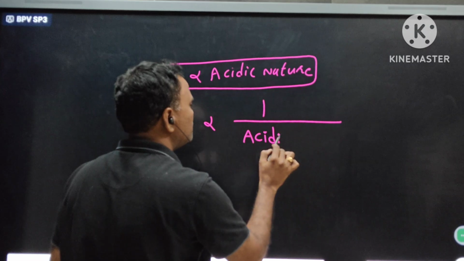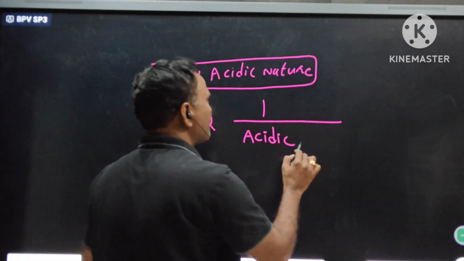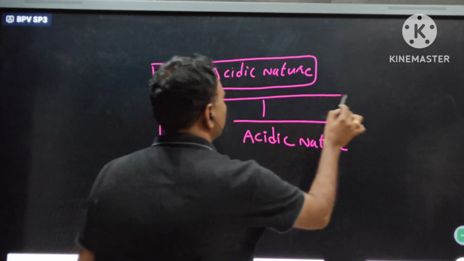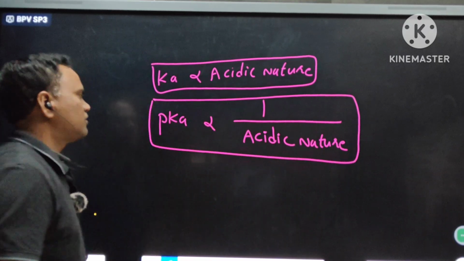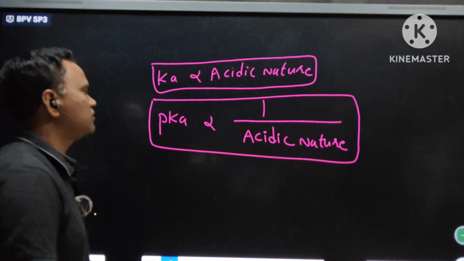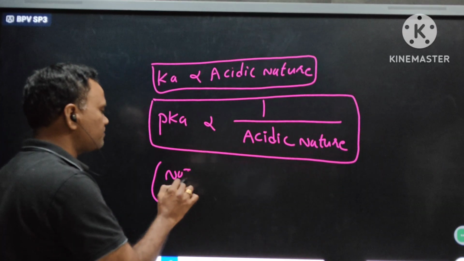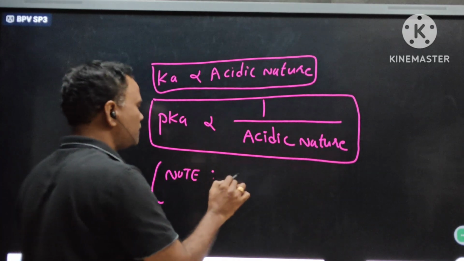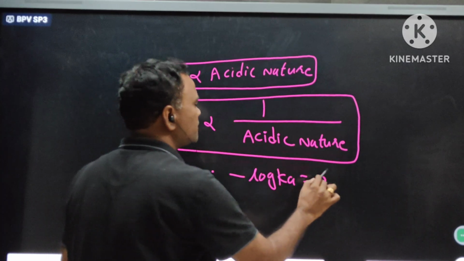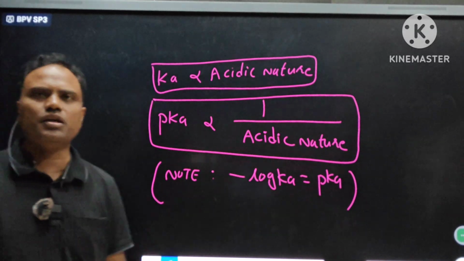How many of you learnt ionic equilibrium perfectly in the first year? All these terms came in the first year ionic equilibrium or not? See, pKa, what is pKa? I am giving it in brackets, note. Negative logarithm of Ka is called pKa.